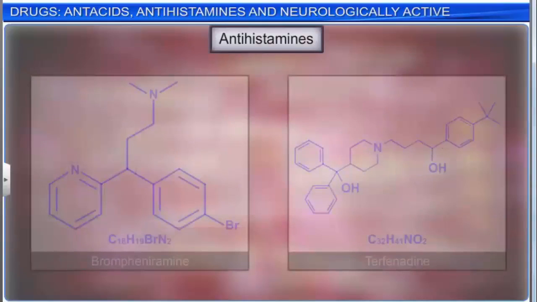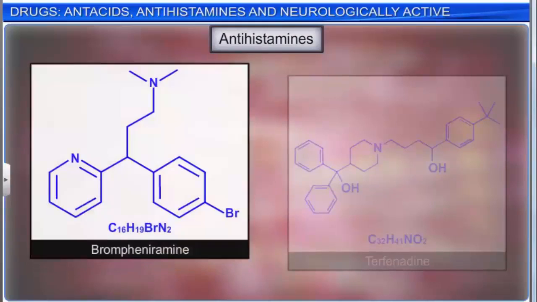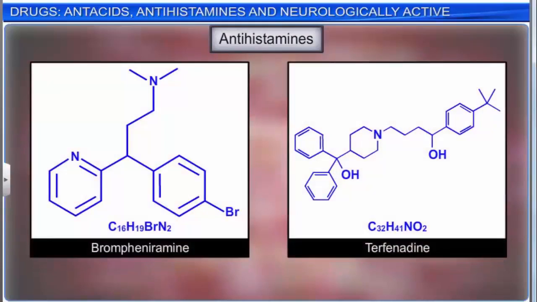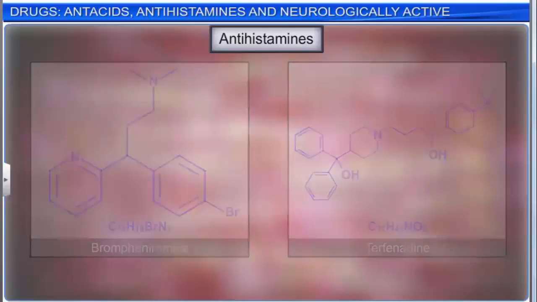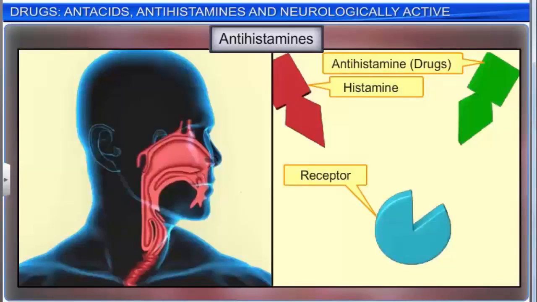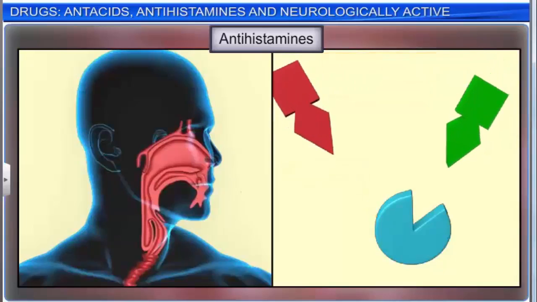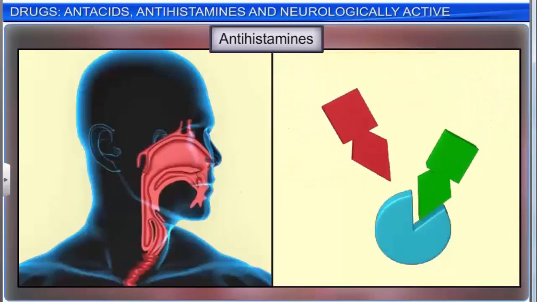Antihistamine drugs such as brompheniramine and terfenadine provide relief from the allergic effects of histamines by attaching themselves to the receptors. Thus, histamines are prevented from binding to the receptors and from causing chemical reactions that produce allergic symptoms.